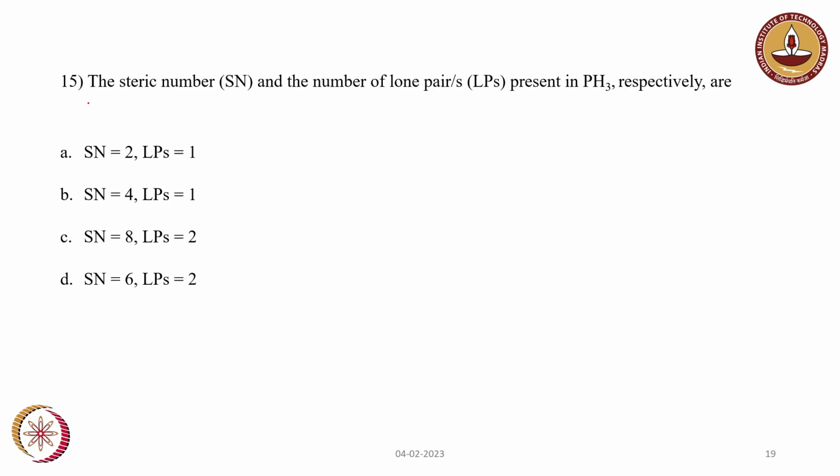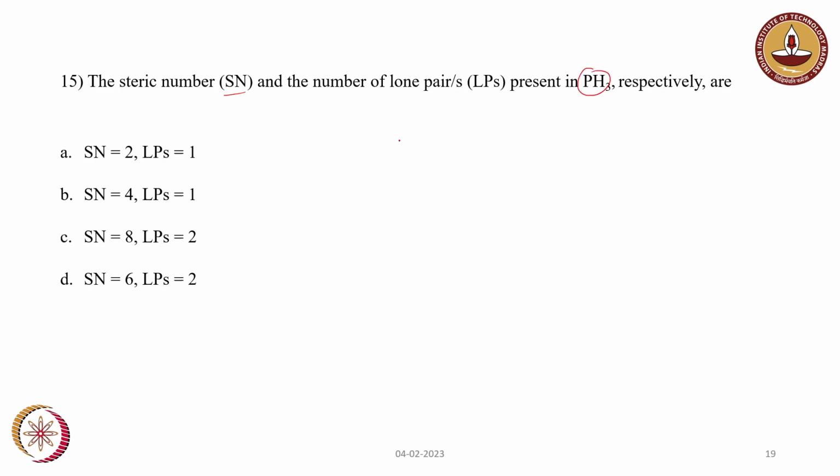And in the next question, the steric number, which is represented as SN, and the number of lone pairs, LP, present in PH3 are. Option A is steric number equal to 2, lone pairs equal to 1. B is steric number 4, lone pairs 1. C is steric number 8, lone pairs 2. D is steric number 6, lone pairs 2. And we are given PH3.